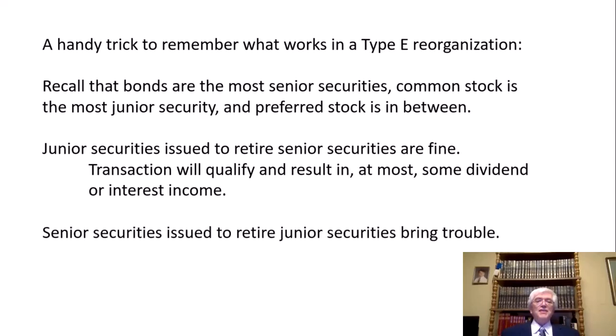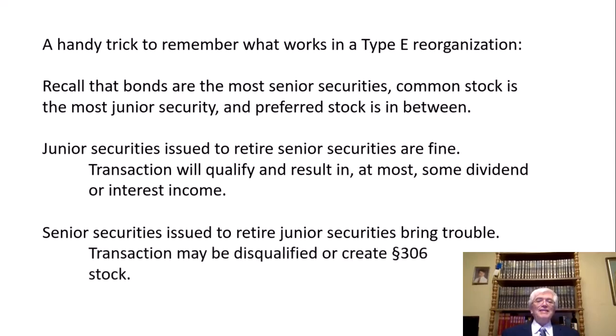When you turn it around and the senior securities are issued to retire the junior securities, so now the juniors are retiring and the seniors are replacing them, that's upside down and backwards and weird. And it's either disqualified or it gives you Section 306 stock, which is no fun. So that's kind of just a little memory trick. The meaning of senior and junior in the case of stocks and bonds is not the same as the meaning of senior and junior when you're talking about human beings. But if you keep in mind that juniors retiring seniors is normal and seniors retiring juniors is not, then that will help you remember which things work as a Type B reorganization when, which ones either don't qualify at all or create 306 stock, which is not a good idea.